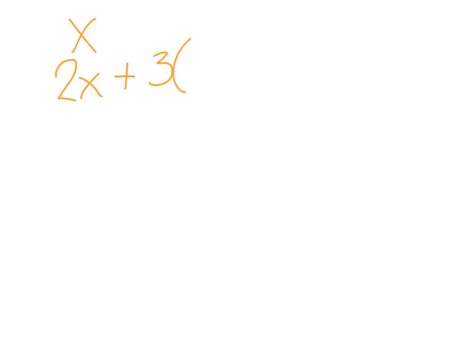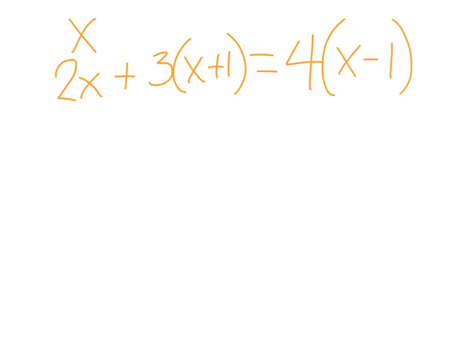3 times 1 more than the number. Okay? See if that makes sense so far. Twice the number is added to 3 times 1 more than the number. That's where it gets a little tricky. She gets the same result. Okay, now that means equals. She gets the same result as when she multiplies 4 times 1 less than the number.